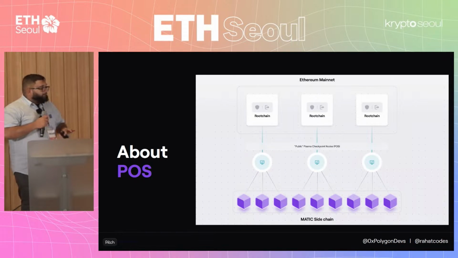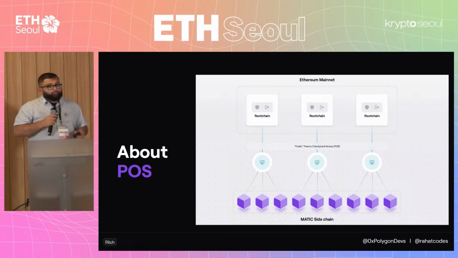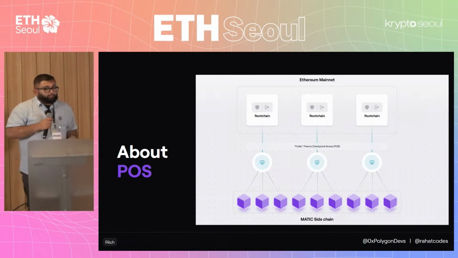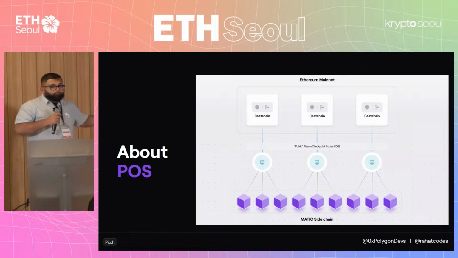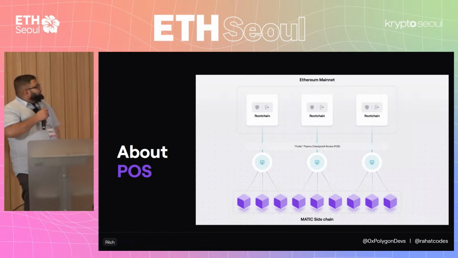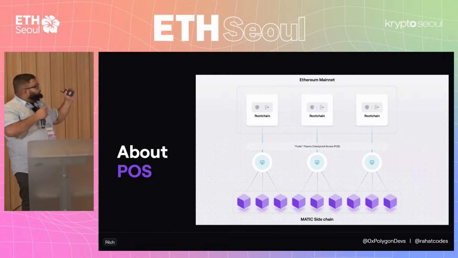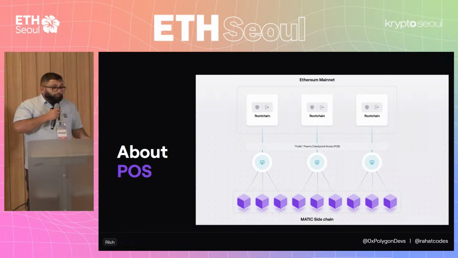At the bottom with those nice little purple blocks, you have the Matic sidechain. This is where you will be doing most of your interactions as a developer. This is where your users will be doing most of their interactions, where their wallet is going to be connected to. This is where most of the magic happens, right? You'll see up top, though, that everything is connected to the Ethereum mainnet. Specifically, we refer to the Ethereum mainnet as our root chain.